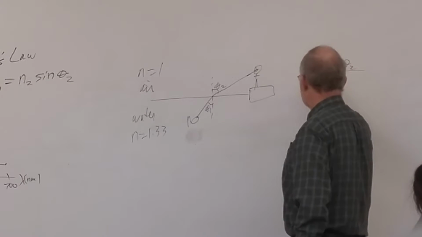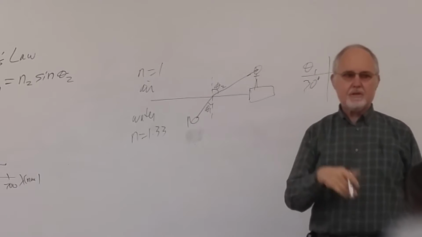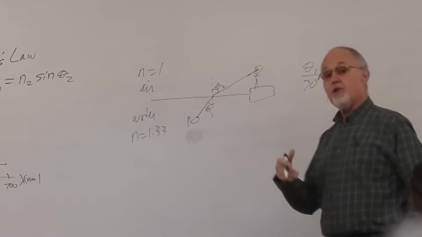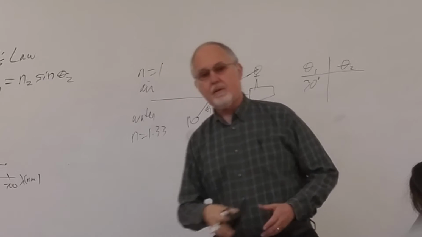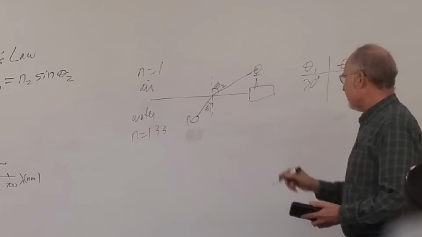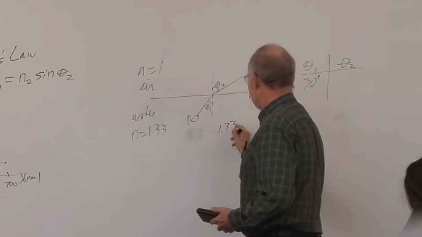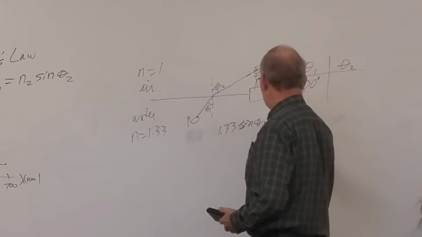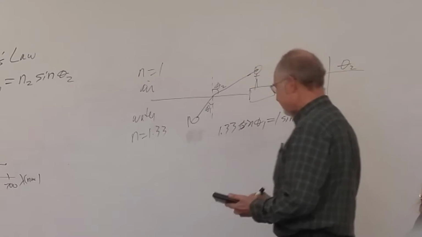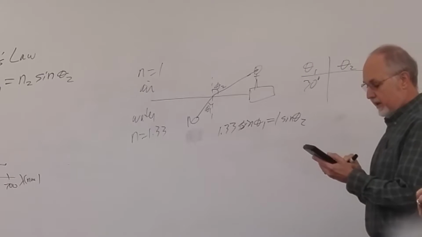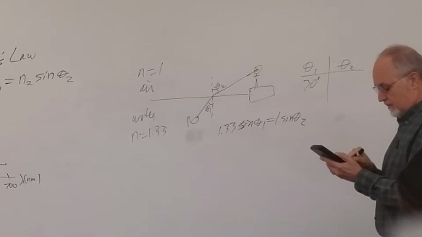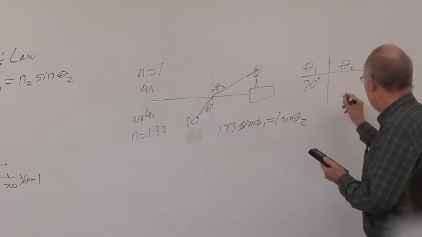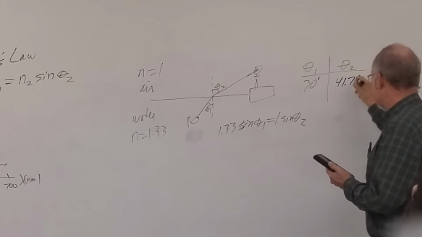If theta 1 is 30 degrees, so the light coming from the fish to the surface is hitting the water at an angle of 30 degrees to the normal, what's going to be the angle on the air side? So what's theta 2? I have 1.33 times the sine of theta 1 equals 1 times the sine of theta 2. So for theta 1 of 30 degrees, I do an arc sine, and that gives me approximately 41.7 degrees.